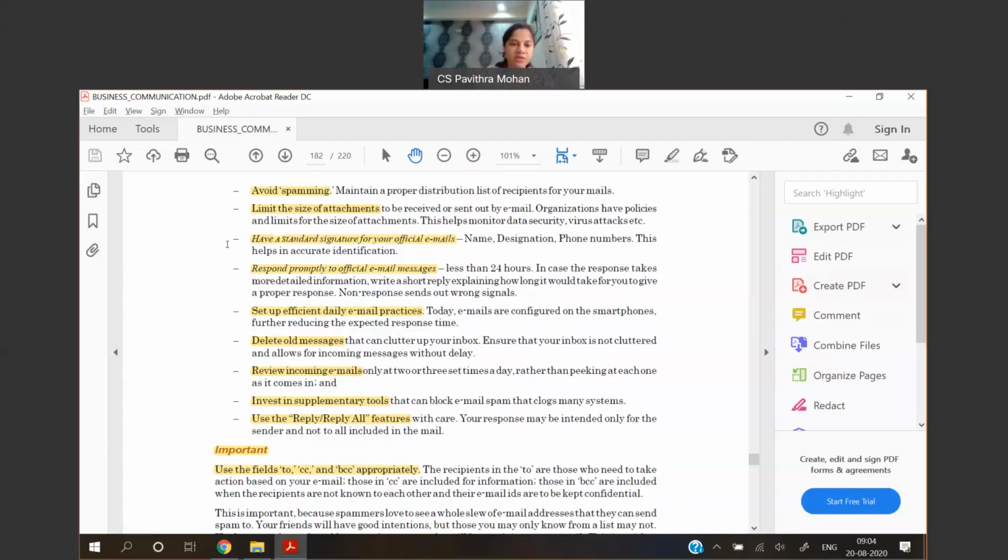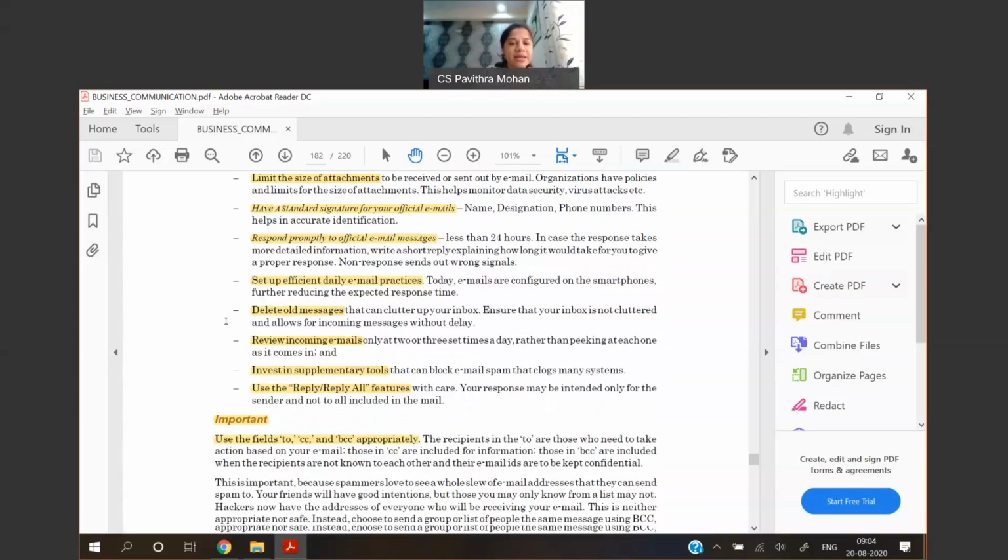You can give all this information, and always try to respond promptly to office emails, that is, within 24 hours. If you're able to respond, kindly respond. Maybe if it is Friday and it's a weekend, then make sure that once you are back at work on Monday, you respond by the end of Monday. Don't take more than that. Then setting up efficient daily email practices.